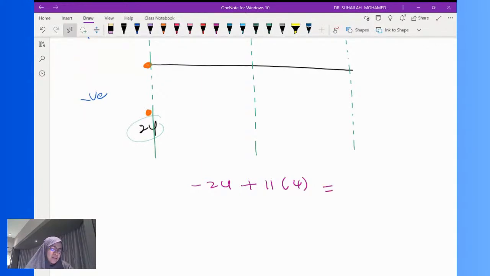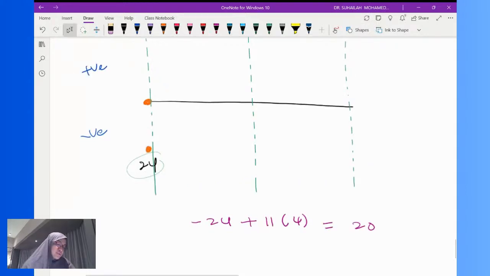So can you please calculate? It is 44 minus 24, so we get 20. So the value is 20. Negative 24 plus 44, so 44 minus 24. So we get positive 20.